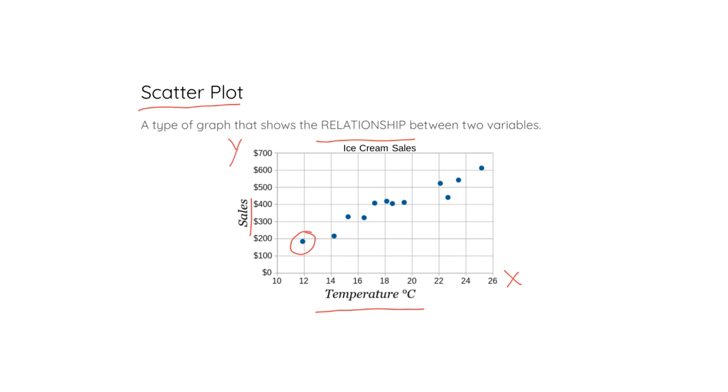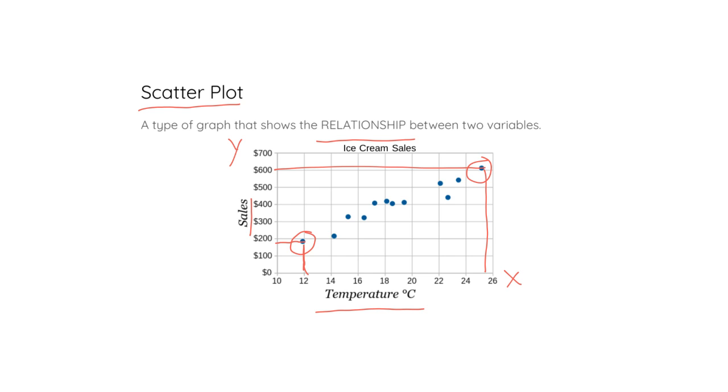Here is how you would read this: each dot would represent one day of sales. The dot that I circled here, you would read that the temperature was about 12 degrees, maybe a little bit less, and that the ice cream sales were a little bit less than $200. Or if I wanted to read this point over here, the temperature was maybe about 25 degrees and the ice cream sales were over $600. So it makes sense that the higher the temperature, the more ice cream is sold, because people like eating ice cream when it's hot.